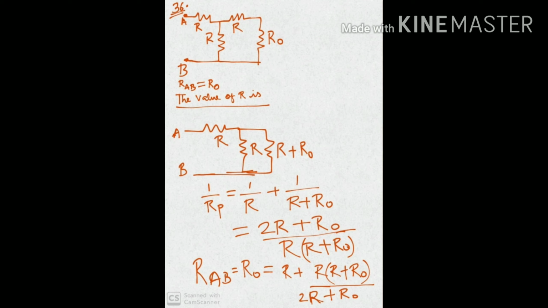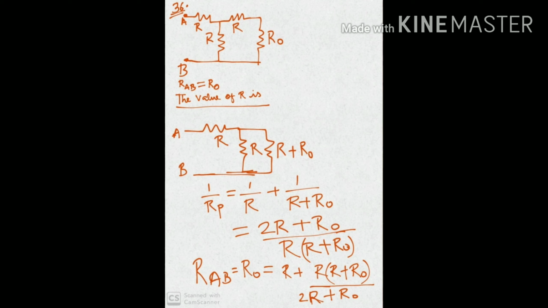Finally, across A and B, that is R0, the resistance is in series: near A I have a resistor R, plus this parallel combination. Taking the reciprocal of that 1 by Rp, we get R into (R plus R0) divided by (2R plus R0). So finally we are getting the result for RAB, which we equate to R0.